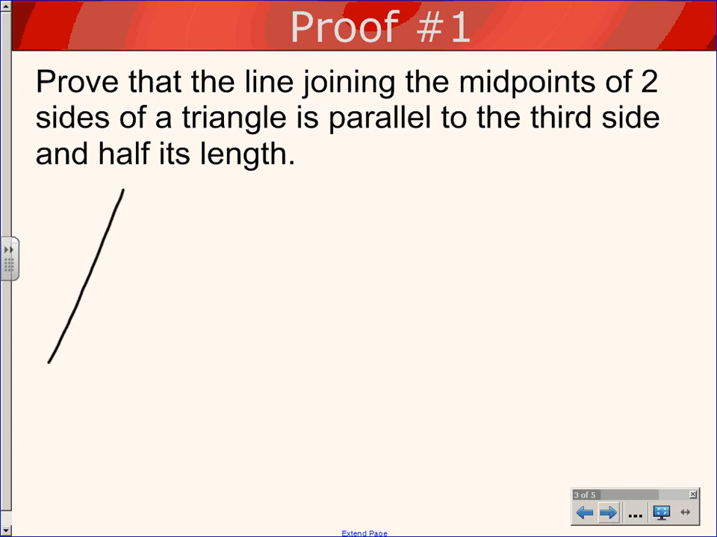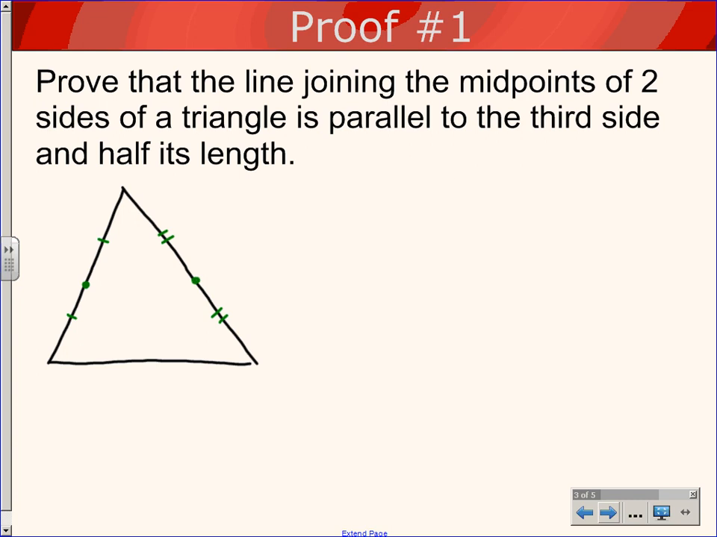So I'm going to draw a triangle, just any old triangle. It says the line joining the midpoints of two of the sides. So I can put a midpoint here and a midpoint there. And I can put some dashes because I know those are midpoints.